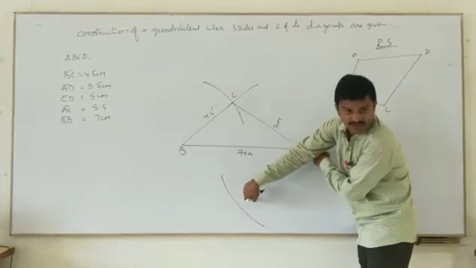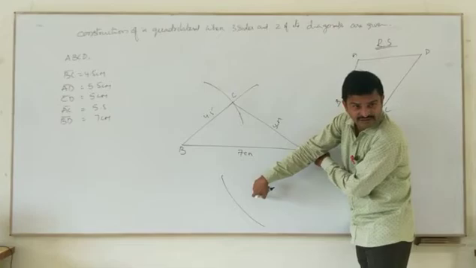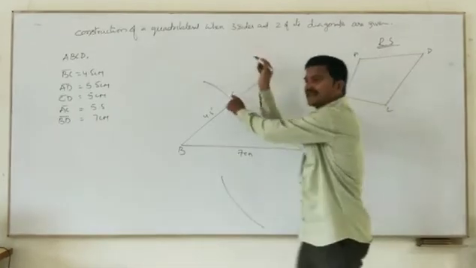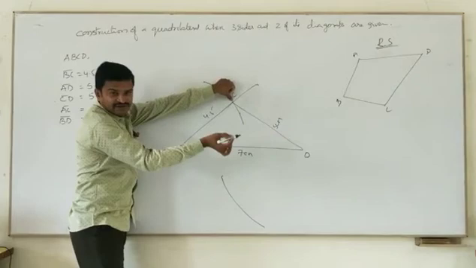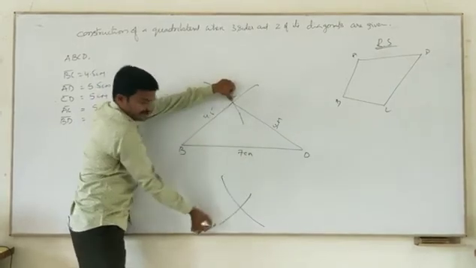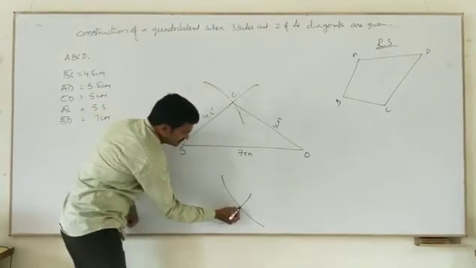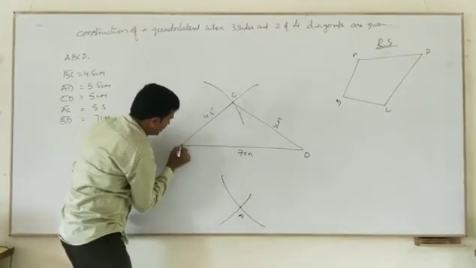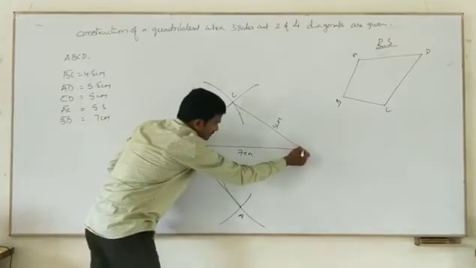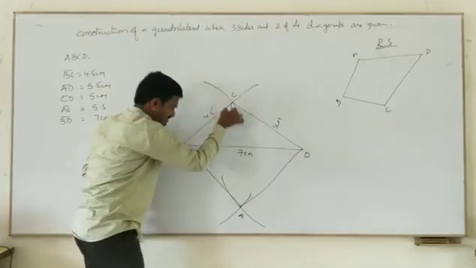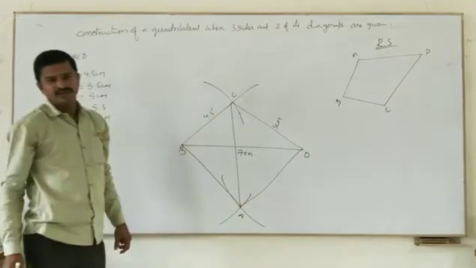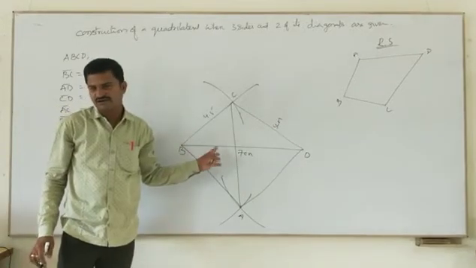From B to A is given? No, sir. C to A is given or not? Yes, sir. How much is it given? 5.5. From C again you have to draw a 5.5 radius arc, like this. Now this is A. Now join BA, DA and this AC diagonal also. Now this is our quadrant.